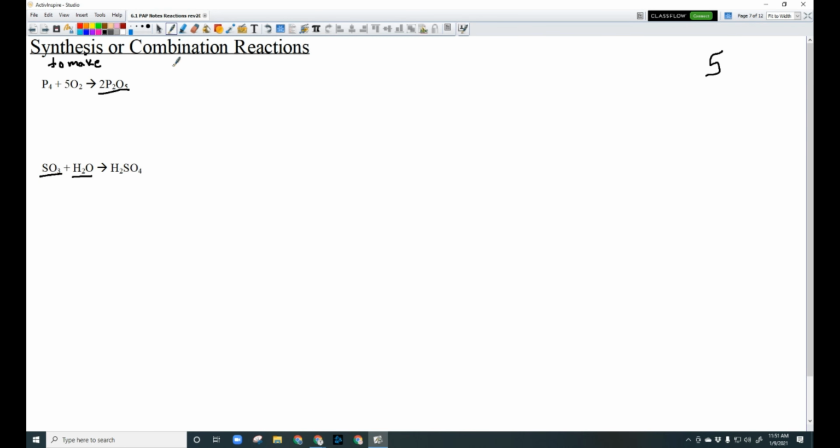Some things to look for to see if a reaction is synthesis: you only have one product. You start with multiple reactants. Here we have 2 reactants, but you always end up with one product. That's a telltale sign that this is a synthesis or a combination reaction.